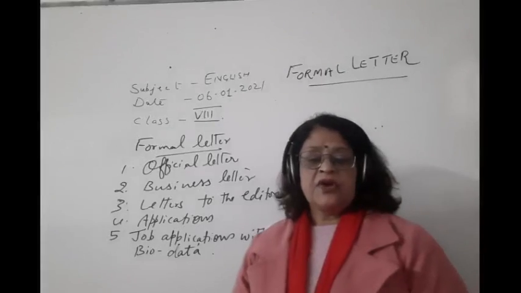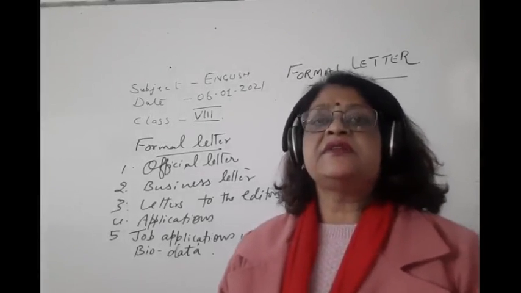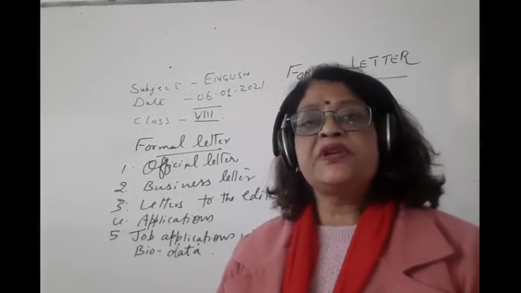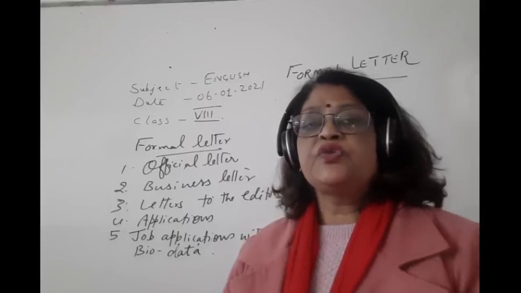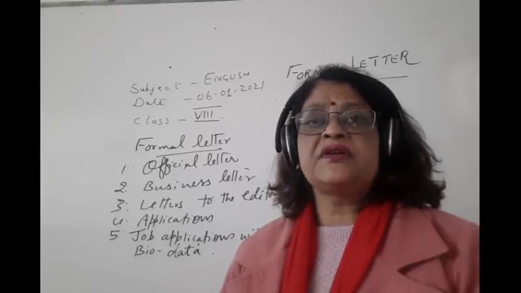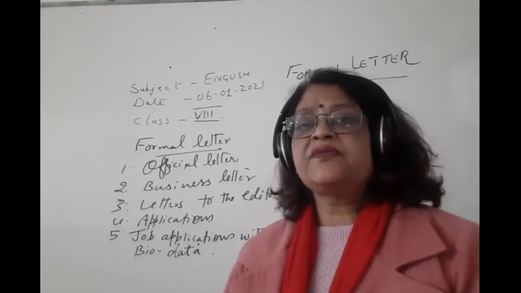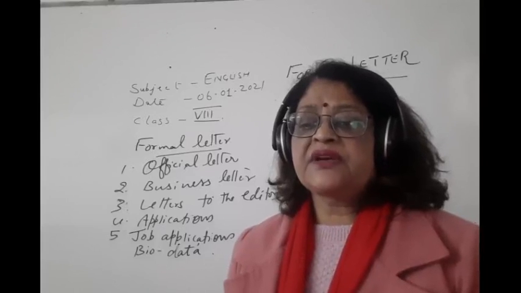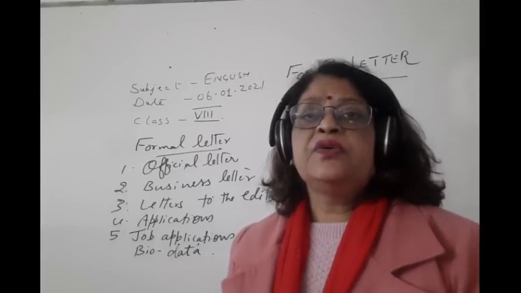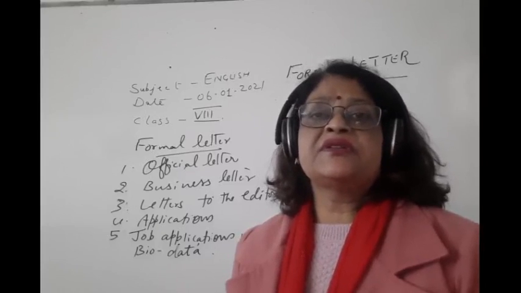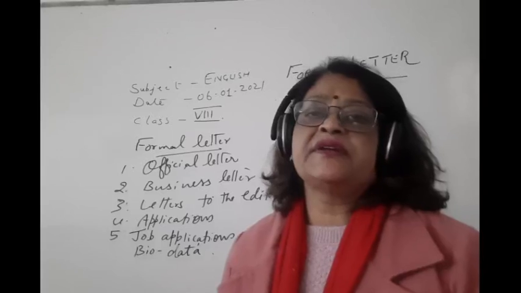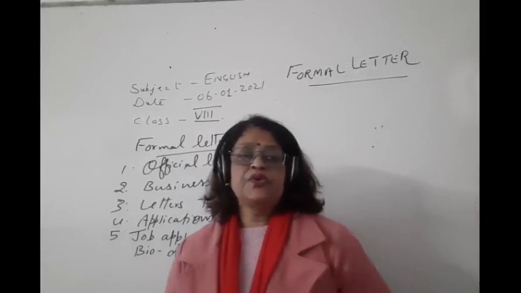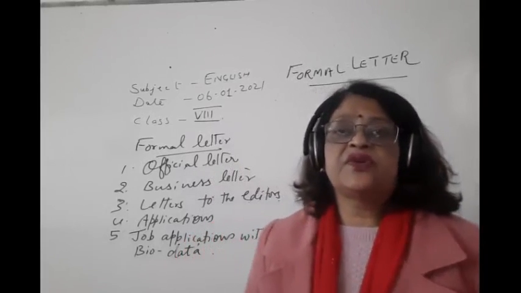Children, official letter, when anything officially is written, like children, if your scooty is lost, so where you will go and complain? You will go to the SHO of Sigra police station, or wherever the scooty is lost. So that is an official. Suppose children, if electricity wire is broken, okay, and you have to complain about it, so that letter is an official letter. Now children, some complaint you have to do, okay, so that is an official letter.